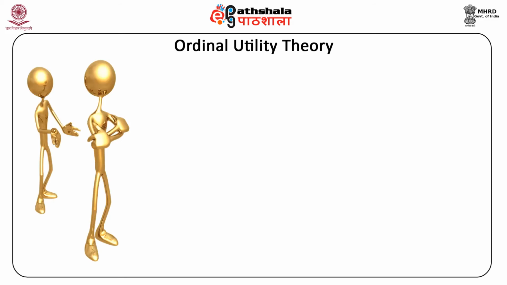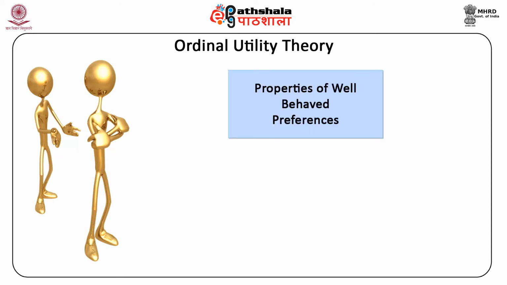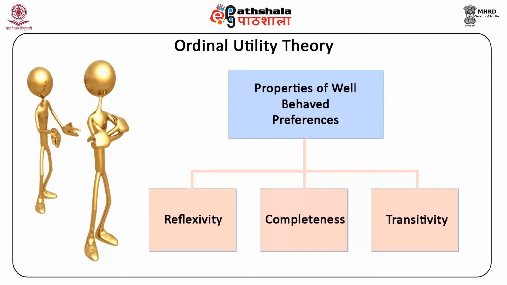Fourth point is the three standard properties of reflexivity, completeness, and transitivity of preferences. These three properties that were discussed in previous modules are assumed to be fulfilled in order to have well-behaved preferences. Once we have these three assumptions about preferences, we can use them to find a way to draw a picture of people's preferences. Now we will consider the difference between cardinal and ordinal utility.